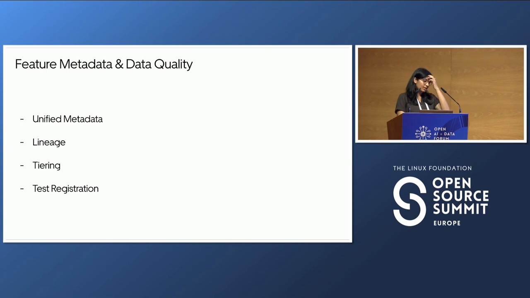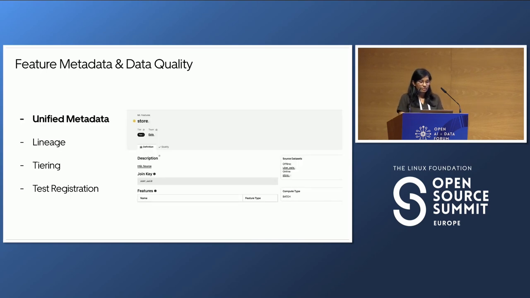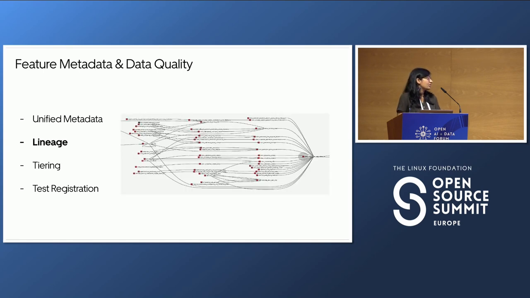The first thing is unified metadata. We have a metadata store where you can find every piece of information about a feature: who owns this feature, how it is being generated, what type of feature it is, where it is stored, where it is available online or offline, and which pipelines generate it. There is also lineage, meaning what all these feature pipelines depend on. If it's an offline feature, you will see a lineage graph with all the tables it depends on. If it's a real-time feature, you will see a set of jobs, the job which is generating this set of data.